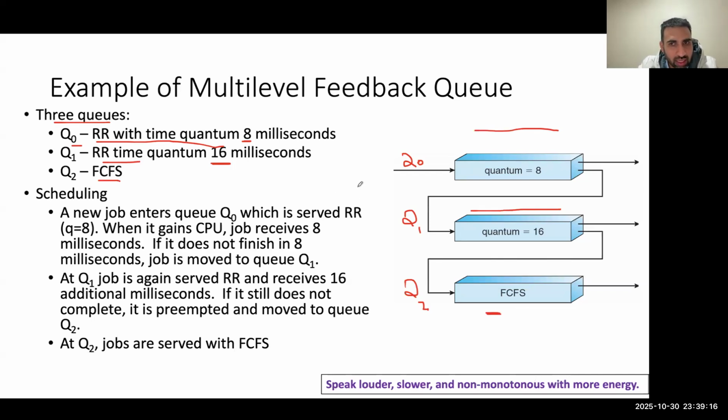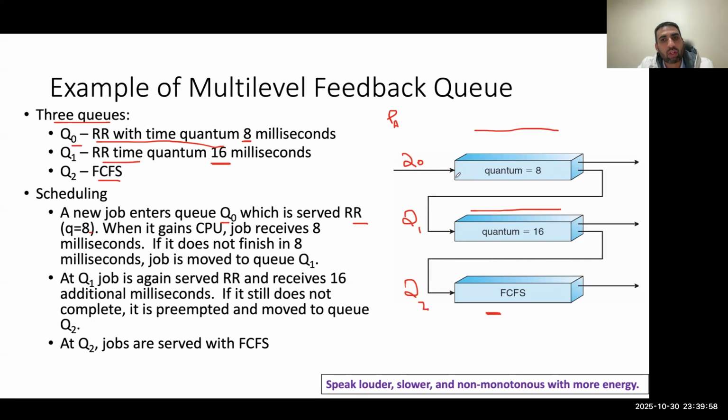So in this example, the scheduling algorithm works as follows. Whenever a new job enters Q0, which is served using round robin with a quantum of 8, when it gains the CPU, the job will receive 8 milliseconds. Let me give you an example. Let's say you have process A, and process A has priority 0. So it will enter into Q0, right? When it is its turn, process A will be allowed to run on the core or on the processor for 8 time units, right?